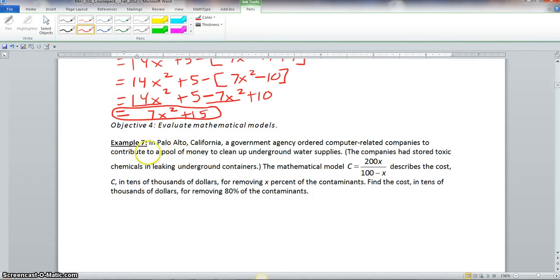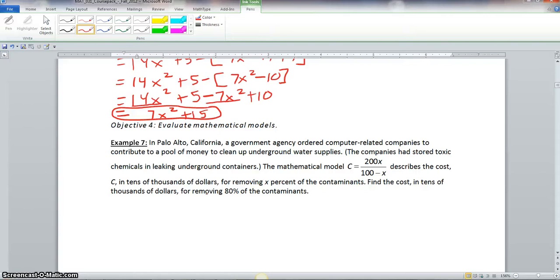Okay, now we come to our last problem of section 1.8. It says example 7. In Palo Alto, California, a government agency ordered computer-related companies to contribute to a pool of money to clean up underground water supplies. The companies had stored toxic chemicals in leaking underground containers. The mathematical model C is equal to 200x all over 100 minus x describes the cost, C, in tens of thousands of dollars for removing x% of the contaminants. Find the cost in tens of thousands of dollars for removing 80% of the contaminants.